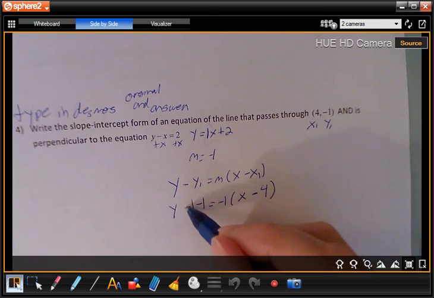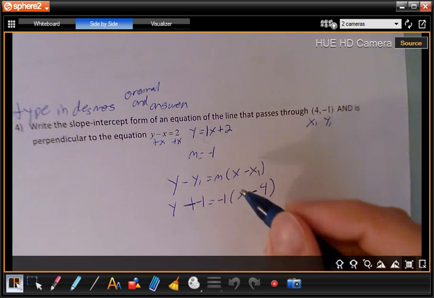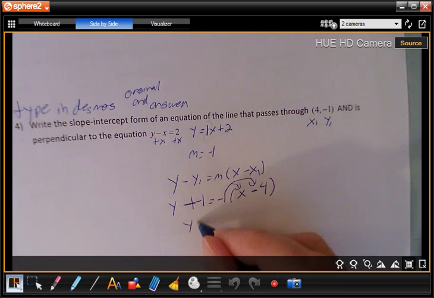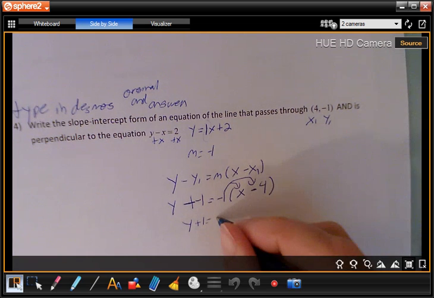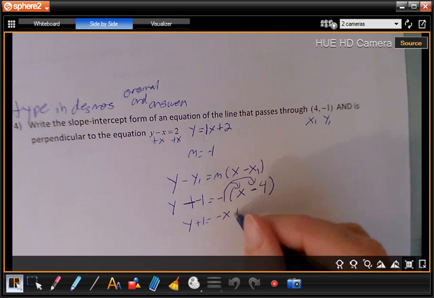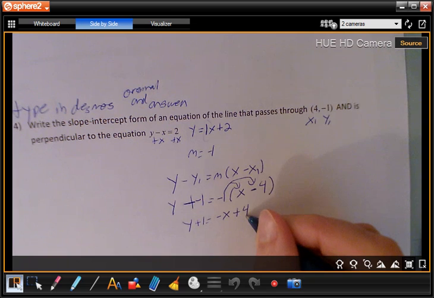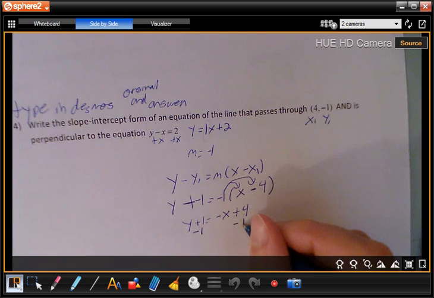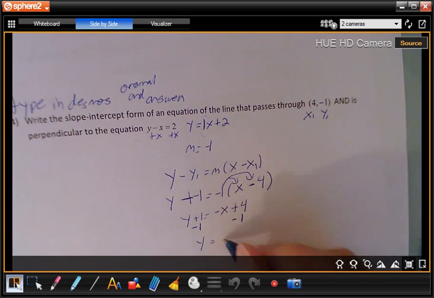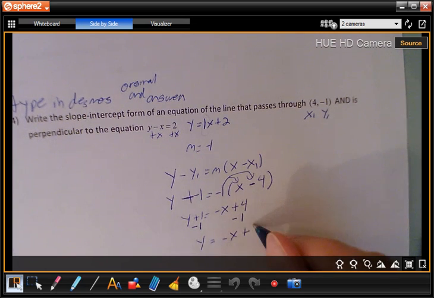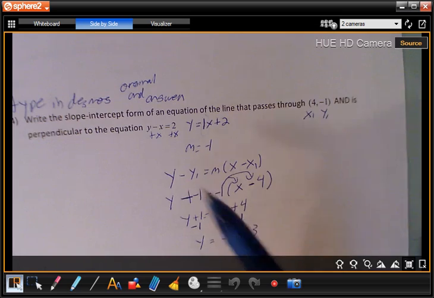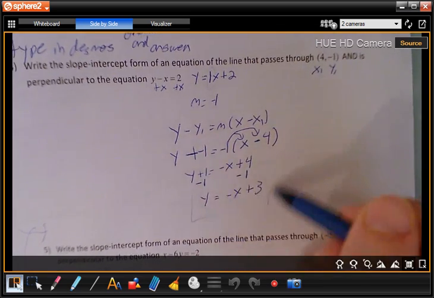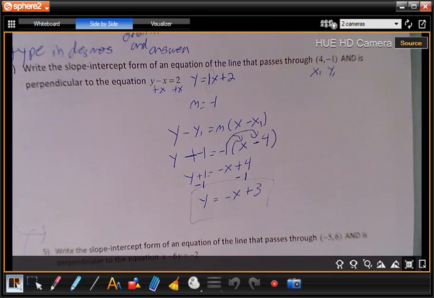Two negatives make this positive. Then I'm going to distribute this -1 here. y plus 1 equals -x plus 4. Now I'm going to subtract 1 from each side, and I get y equals -x plus 3. This and this are perpendicular to each other. This is perpendicular to this.